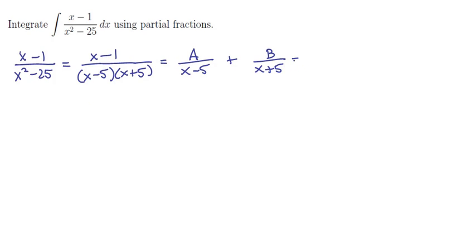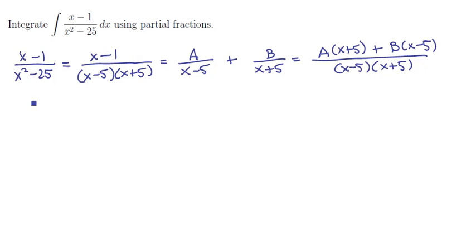Now, if we were to put these two things back on their common denominator of (x minus 5)(x plus 5), the numerators would become, let's see, A requires an (x plus 5), and B requires an (x minus 5). Since these two fractions are the same, their numerators match. And so we have x minus 1 is equal to A times (x plus 5) plus B times (x minus 5). Now, all we need to do is substitute in different x values.